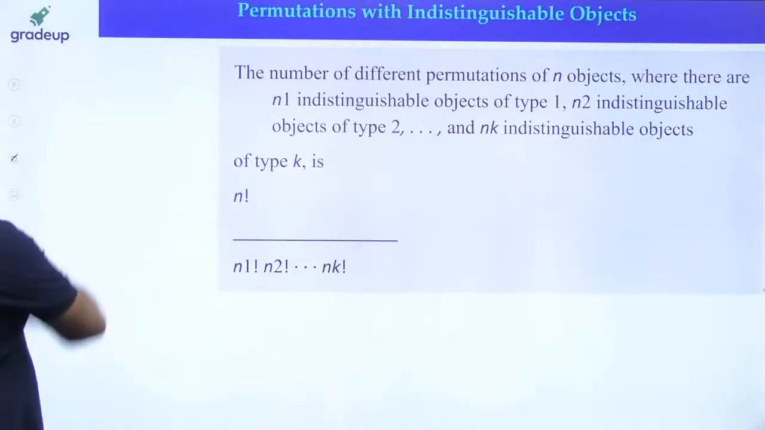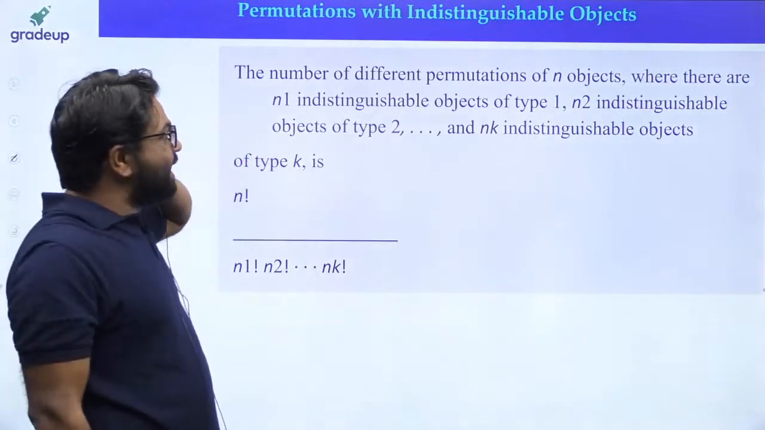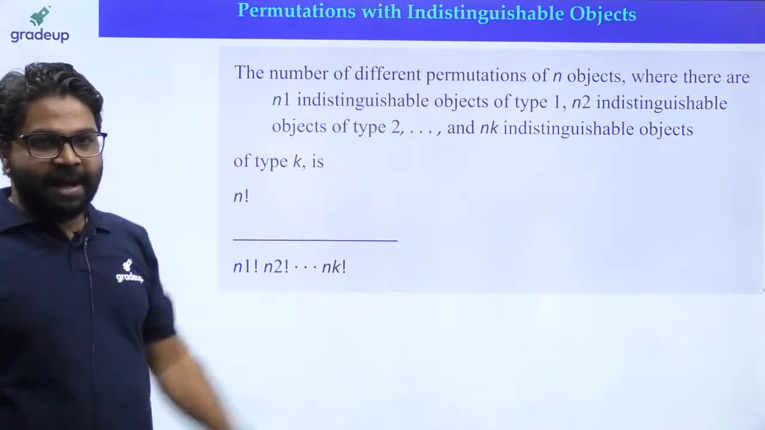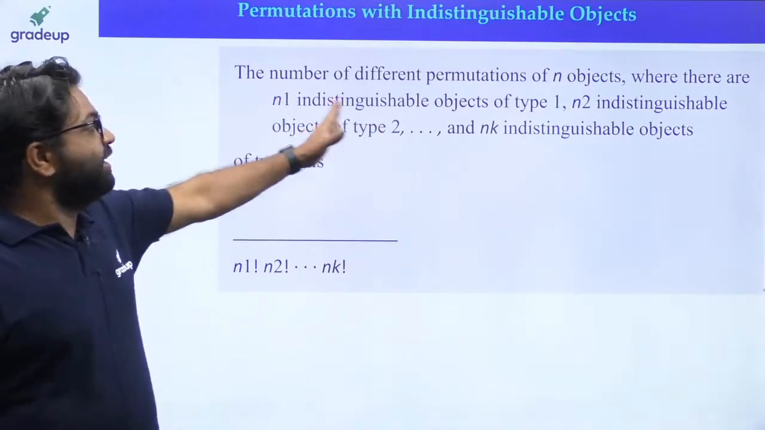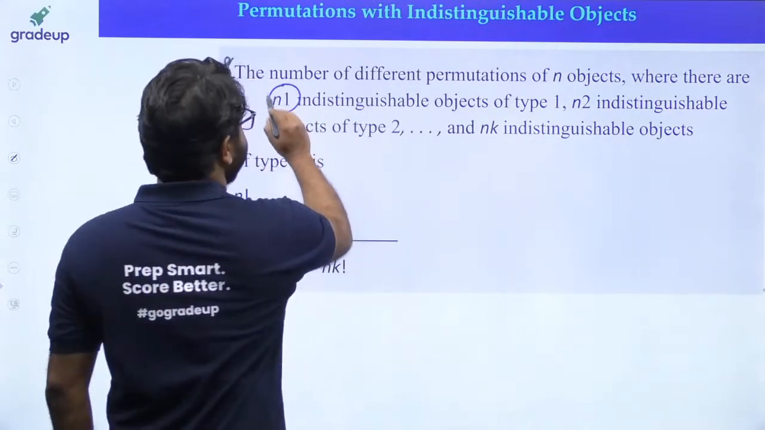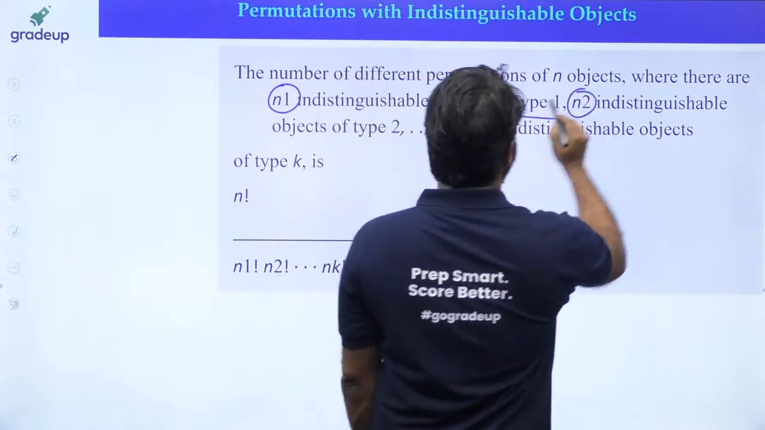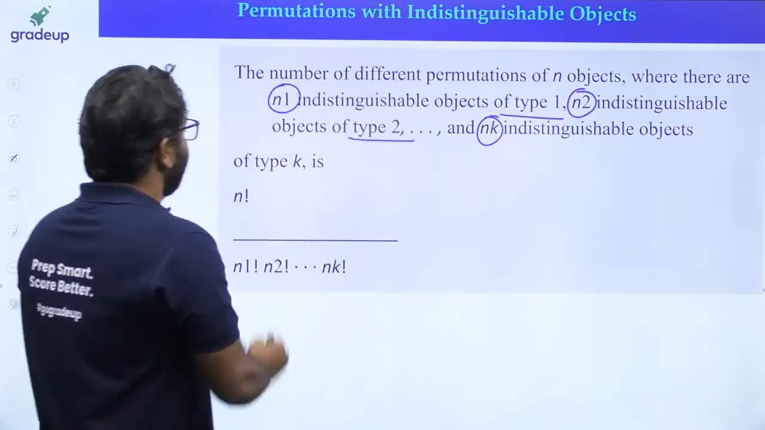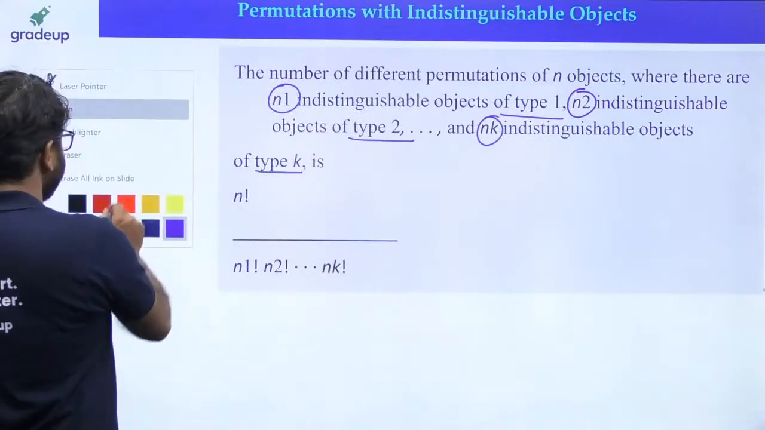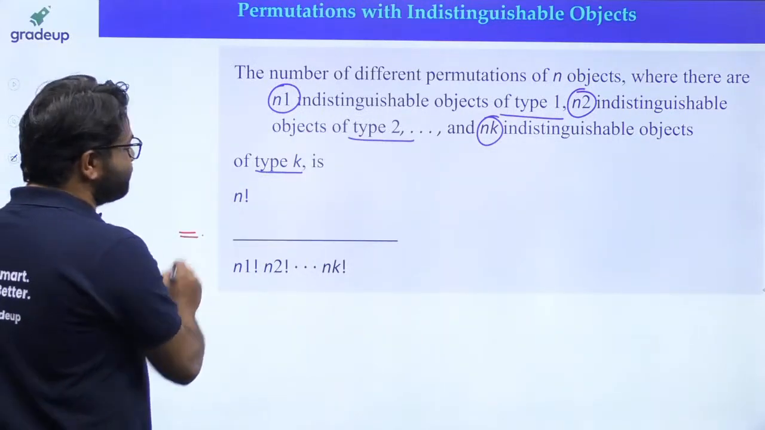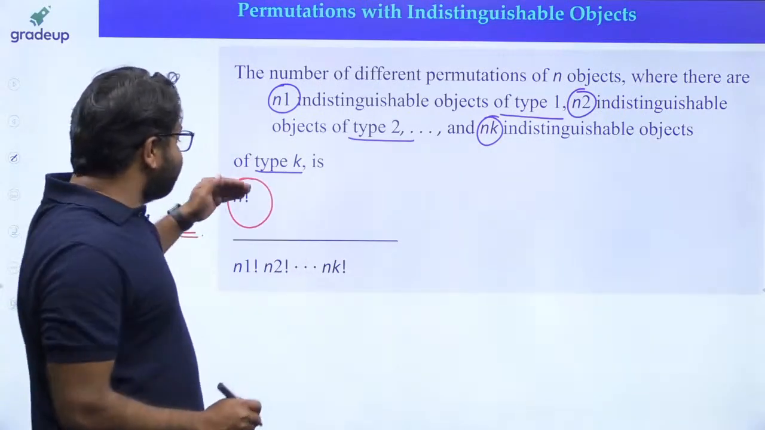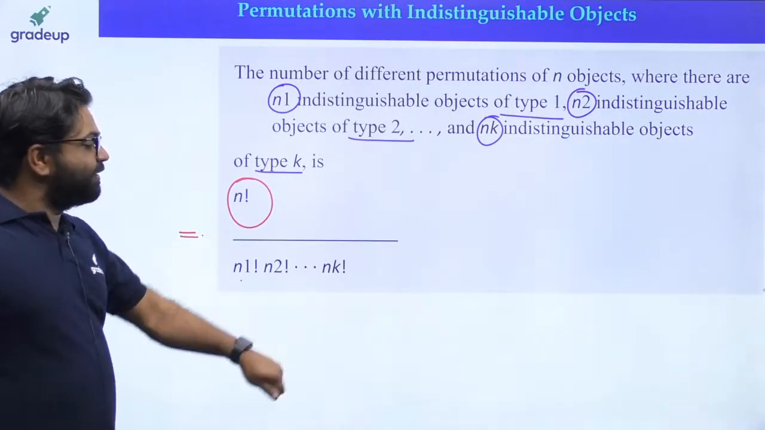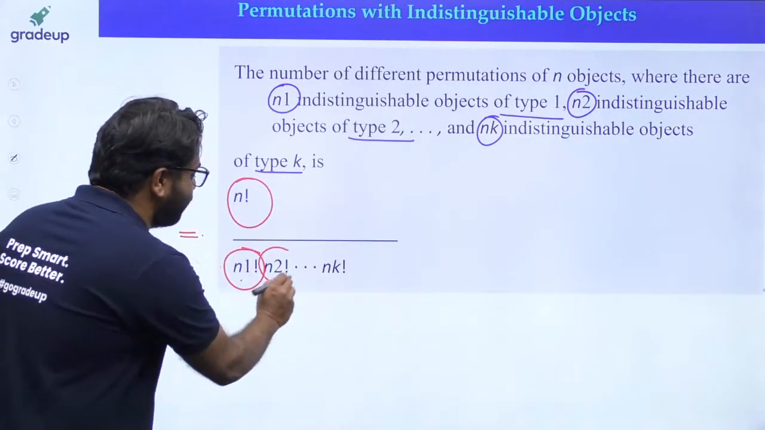Now let's consider the number of different permutations of n objects, where n1 are of type 1, n2 are of type 2, and likewise nk are of type k. The total ways we can write is n factorial, and out of that we have to divide by n1 factorial, n2 factorial, and so on, where n1 is of type 1 and n2 is of type 2.